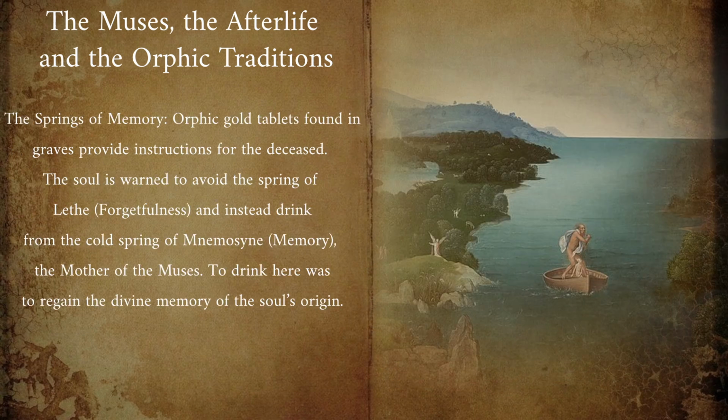Beginning with the springs of memory, Orphic gold tablets found in graves provide instructions for the deceased. The soul is warned to avoid the spring of Lethe, forgetfulness, and instead drink from the cold spring of Mnemosyne, which means memory. And she is the Titaness of the first generation as well as the mother of the 9 Muses. The trick here was to regain the divine memory of the soul's origin.